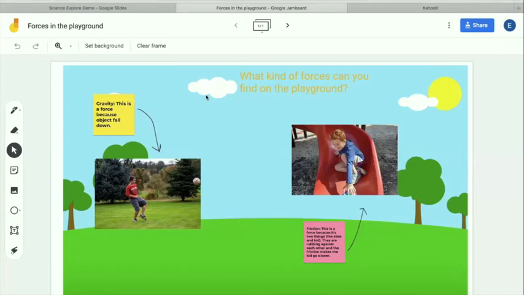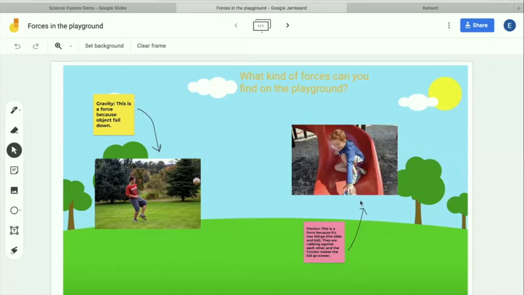This is what it would actually look like. Here we have a picture of a person kicking a ball. So they would write that the force is gravity, and they provide an explanation saying, this is a force because the object fell down.